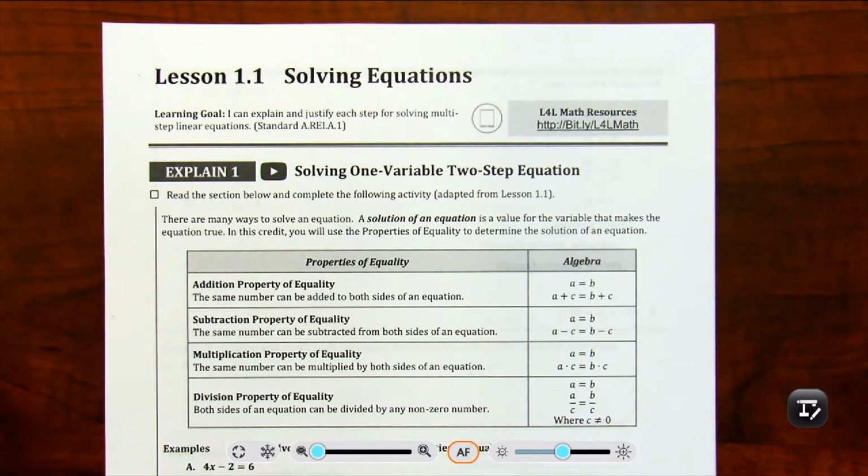Hello class, this is lesson 1.1, solving equations. In this lesson the goal is to explain and justify each step in solving a multi-step linear equation.